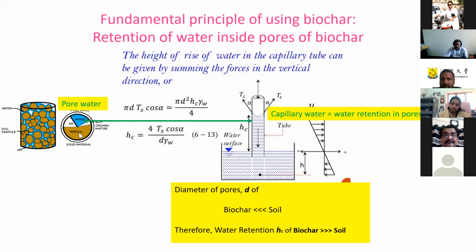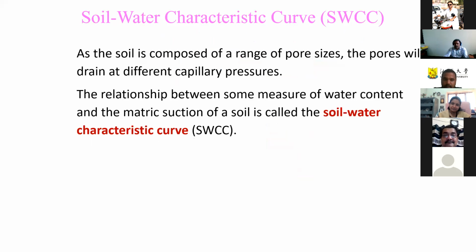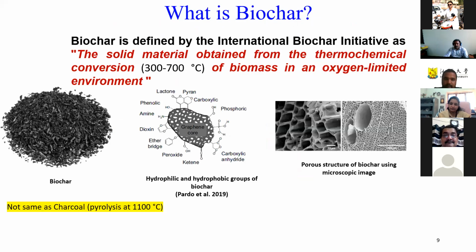And there is another way biochar can hold water, which is through its surface functionality, through these OH groups. So it can also hold water molecules. In addition to the pores, it can also hold water molecules this way. So these are the two major ways biochar interacts with water.